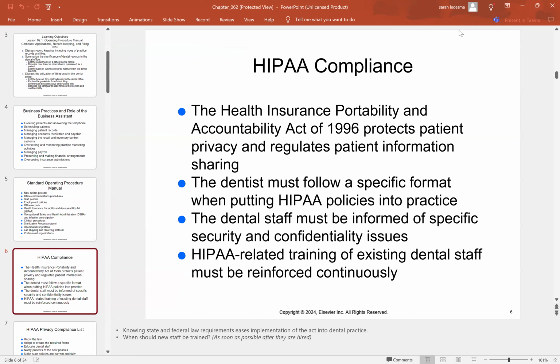HIPAA compliance. The Health Insurance Portability and Accountability Act of 1996 protects patient privacy and regulates patient information sharing. The dentist must follow a specific format when putting HIPAA policies into practice. The dental staff must be informed of specific security and confidential issues. HIPAA-related training of existing dental staff must be reinforced continuously.